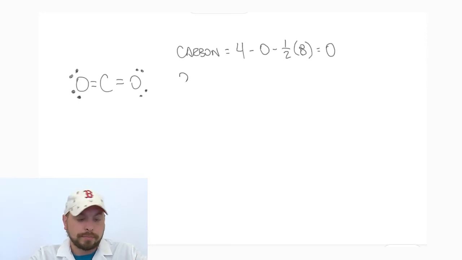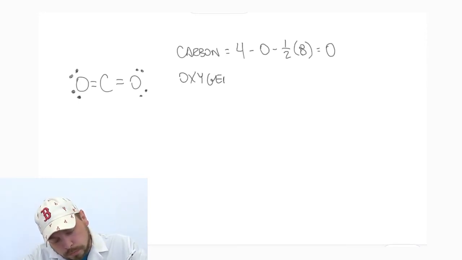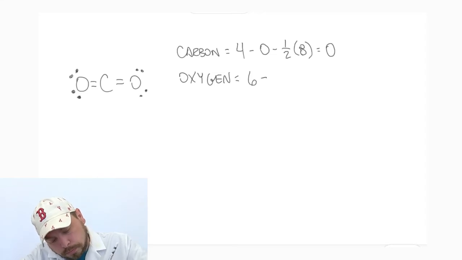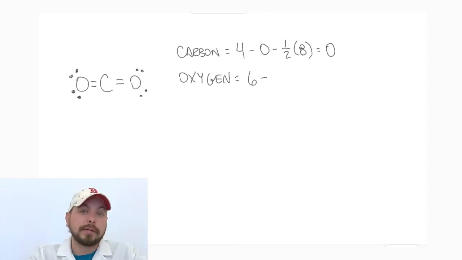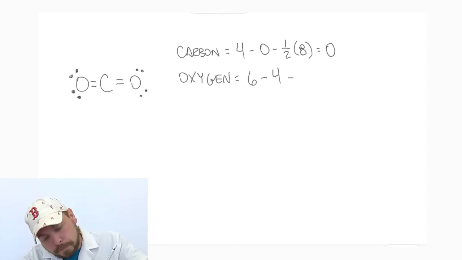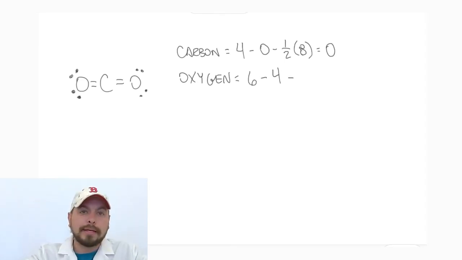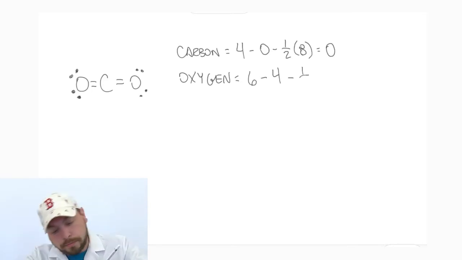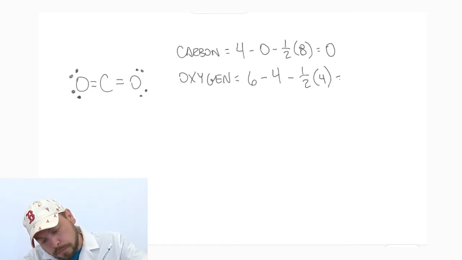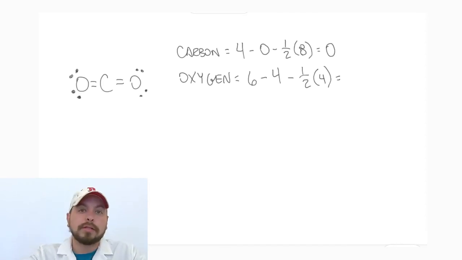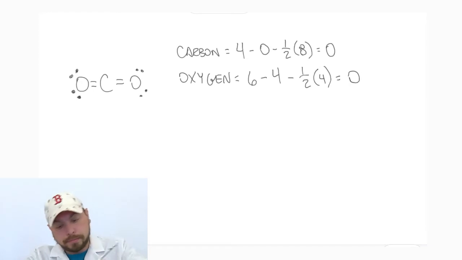Each oxygen on the periodic table has 6 valence electrons. Each oxygen has 2 lone pairs. That's a total of 4 valence electrons. And each oxygen has 1 double bond, which is going to be 4 total electrons, oxygen owning half of those. Therefore, each oxygen has a formal charge in this structure, also of 0.